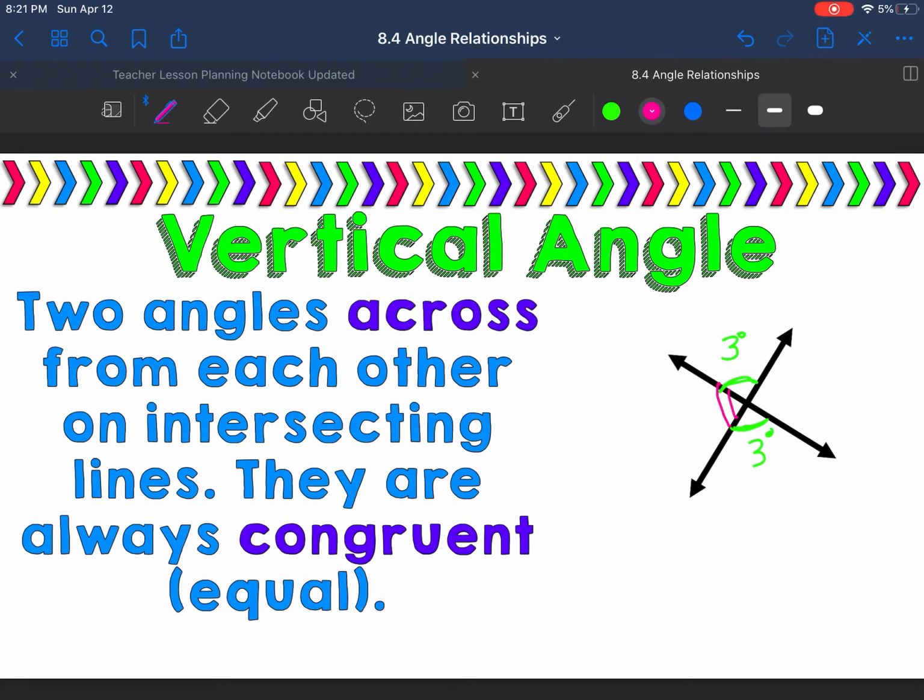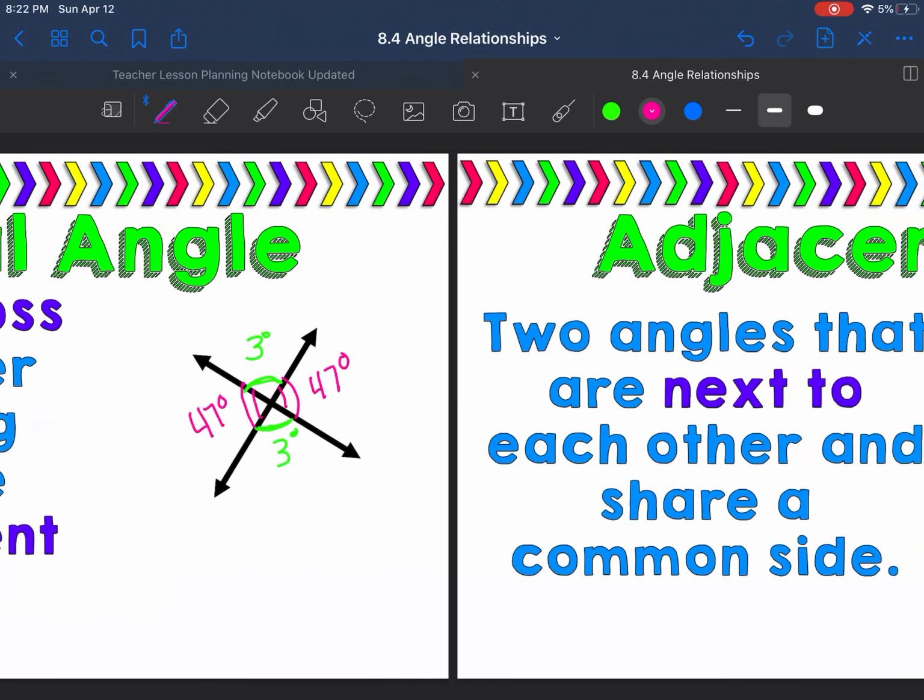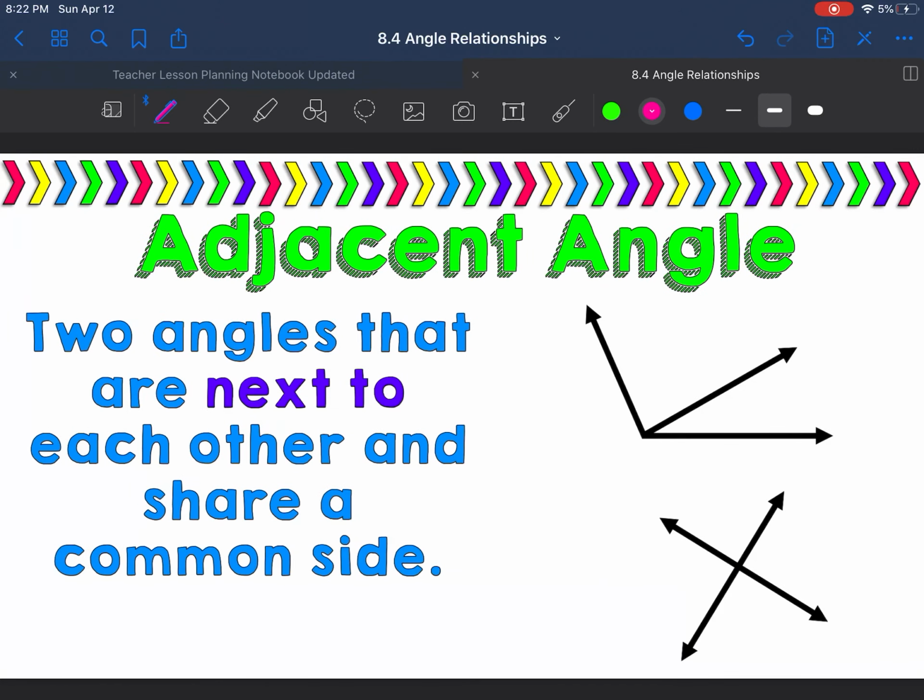Also, it means that, for instance, this angle in pink right here, say it was 47 degrees, then this angle vertical of it, or across from it, is also going to equal 47 degrees. So angles opposite of each other, across from each other, are congruent. They're equal. Let's move on and talk about adjacent angles.